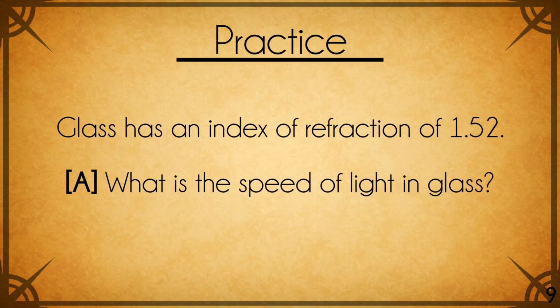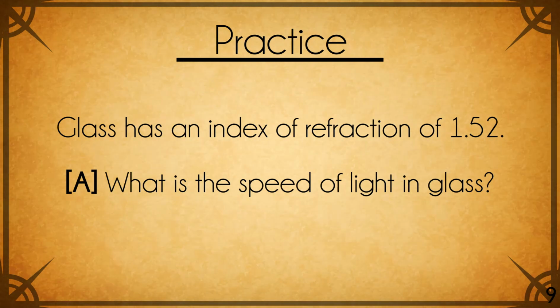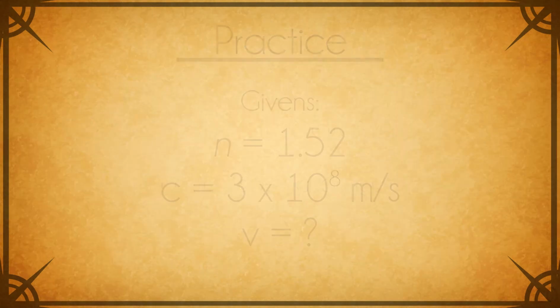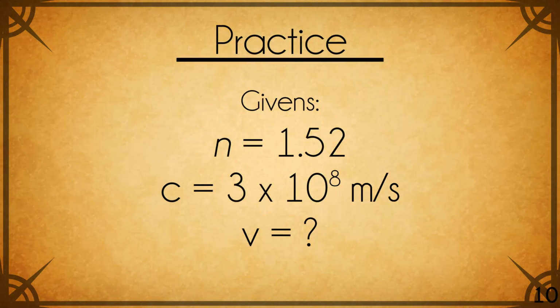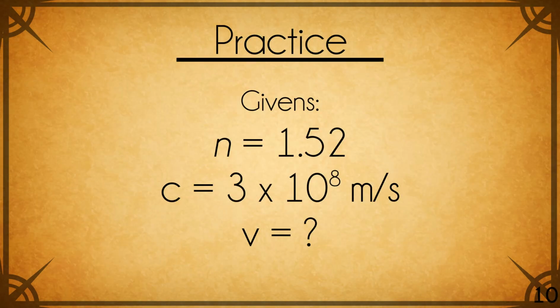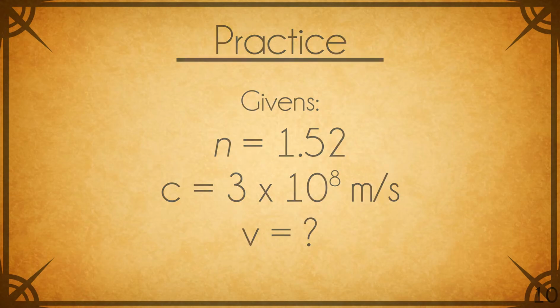Now it's time for a practice problem. Glass has an index of refraction of 1.52. What is the speed of light in glass? Our givens for this problem are 1.52 for n, 3 times 10 to the 8th meters per second for c, and we're solving for v.